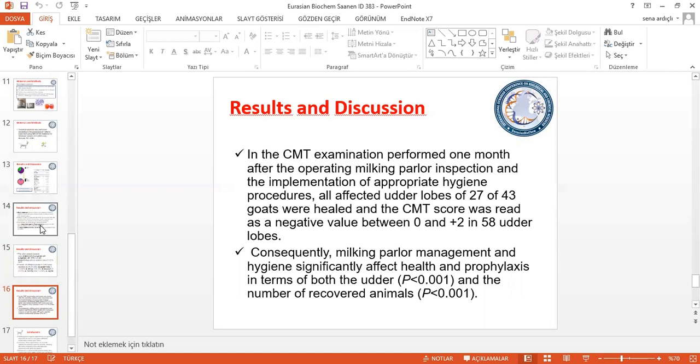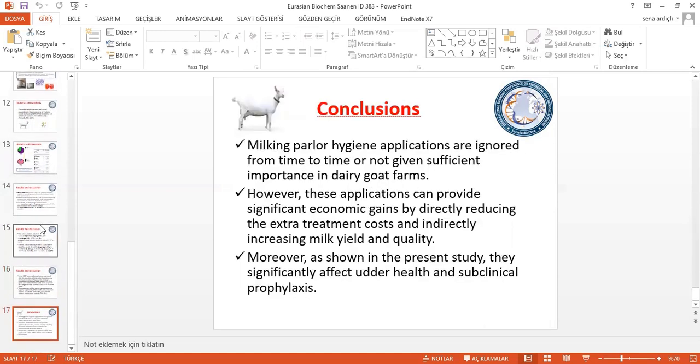Consequently, milking parlor management and hygiene significantly affect health and prophylaxis in terms of both the udder and the number of recovered animals. As conclusions, milking parlor hygiene applications are ignored from time to time or not given sufficient importance in dairy goat farms. However, these applications can provide significant economic gains by directly reducing the extra treatment costs and indirectly increasing milk yield and quality.